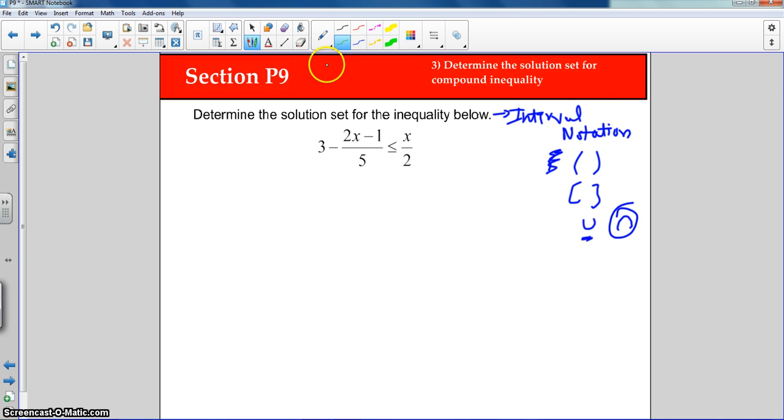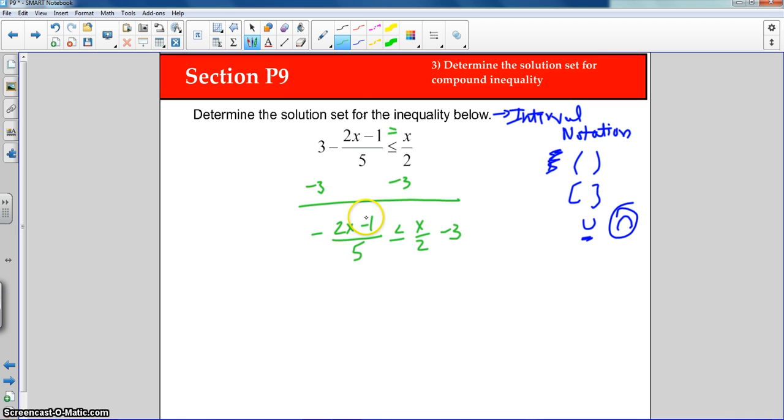Solving an inequality is very similar to solving an equality, if we had, say, equals here, except for two cases, and we'll see those two cases pop up here. So let's solve this as we would any other equation. So first, I have to subtract 3 from both sides. Alright, so I get minus 2x minus 1 over 5 less than or equal to x over 2 minus 3.